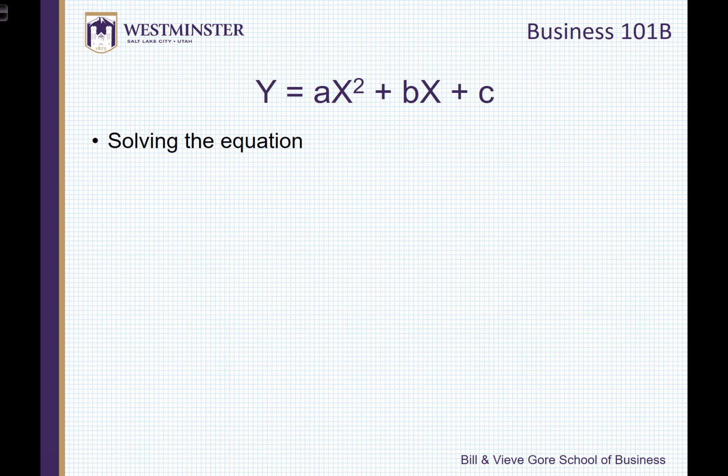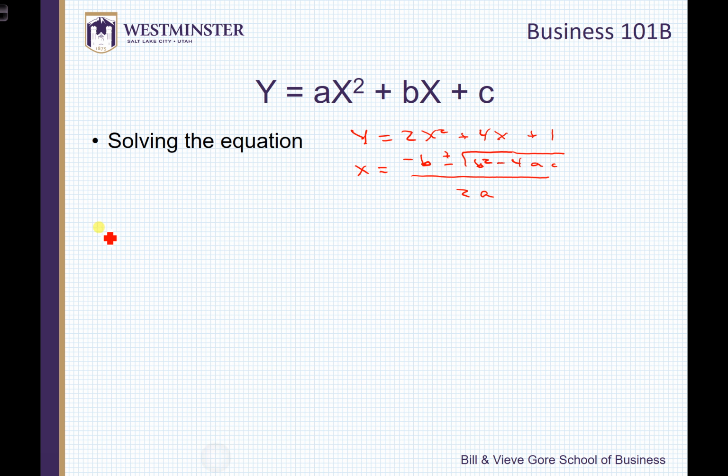So solving the equation. Again, my equation was y is equal to 2 times x squared plus 4 times x plus 1. And I know that I'll apply the formula x being equal to negative b plus or minus the square root of b squared minus 4 times a times c, all of that over 2 times a. So let me go ahead and begin to solve this.